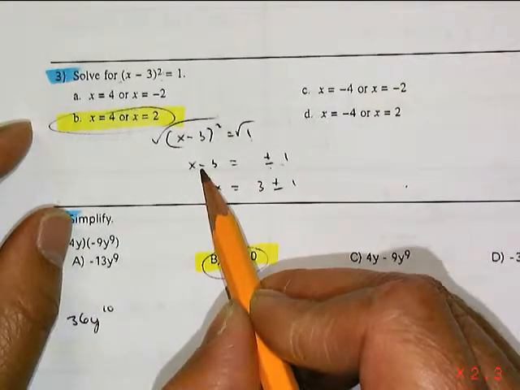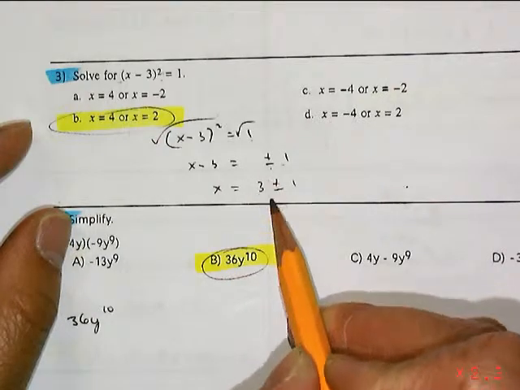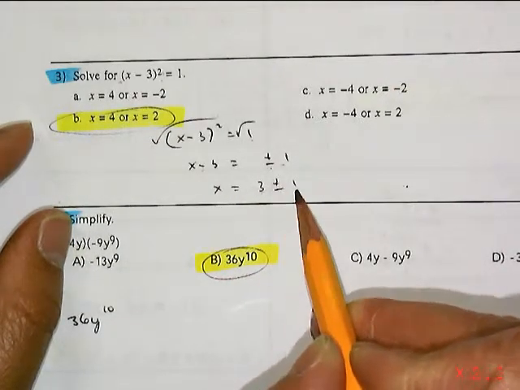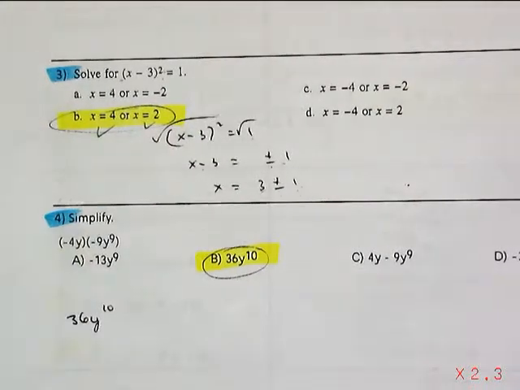I'm going to add 3 on both sides. The 3 goes to the left of the plus or minus. You have x equals 3 plus or minus 1. So 3 plus 1 is 4, and 3 minus 1 is 2. Letter choice B.